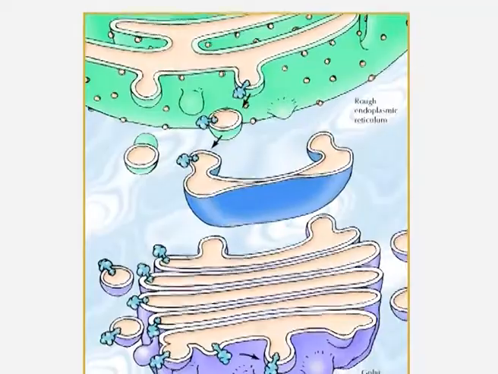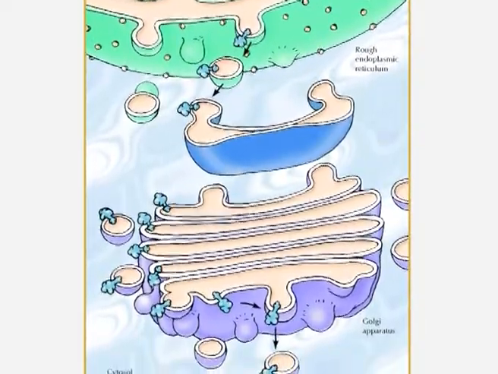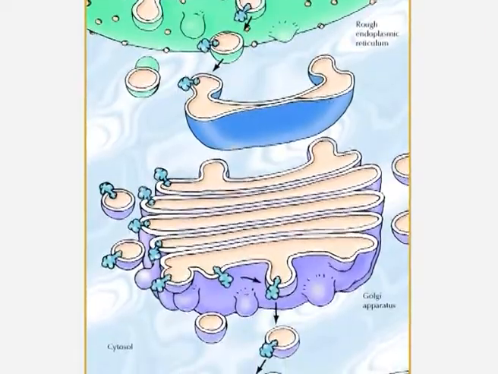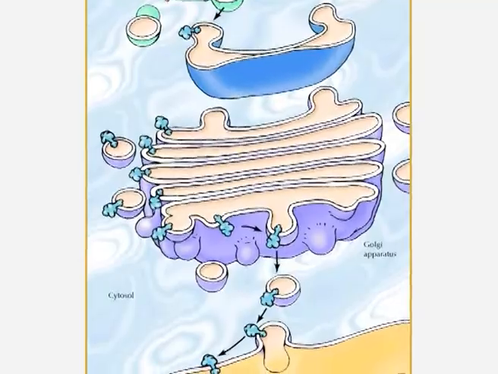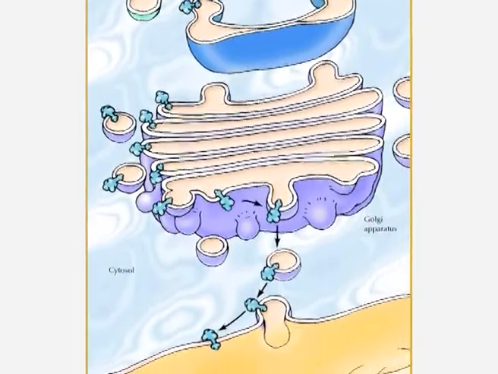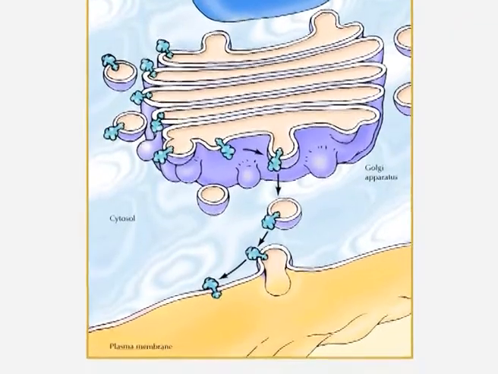The lumen of the endoplasmic reticulum is topologically equivalent to the exterior of the cell. So, the domains of plasma membrane proteins that are exposed on the cell surface correspond to the regions of polypeptide chains that are translocated into the endoplasmic reticulum.